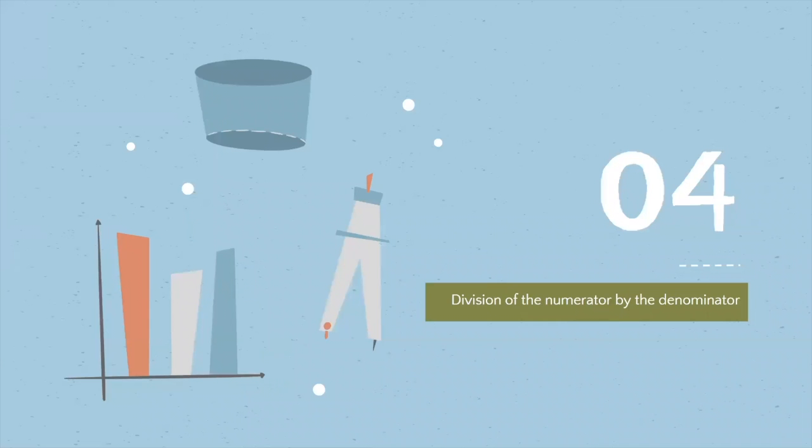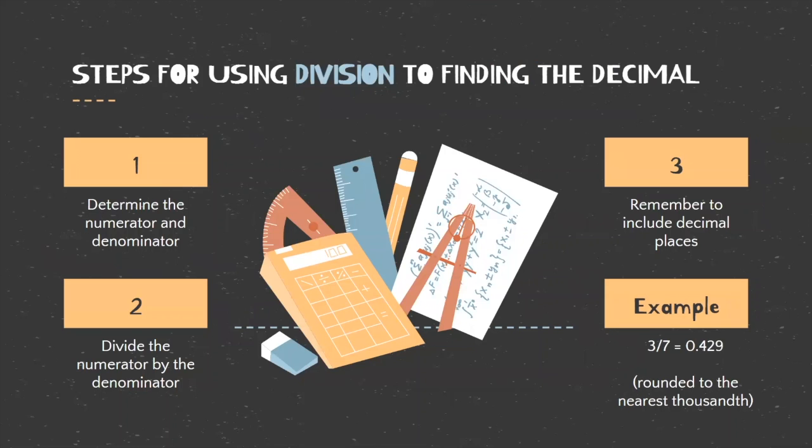Now let's look at the division of the numerator by the denominator. Let's look at our steps for using division to find the decimal. Step number 1 is to determine the numerator and the denominator. Step number 2 is to divide the numerator by the denominator. Step number 3 is to remember to include decimal places. Now let's look at an example.